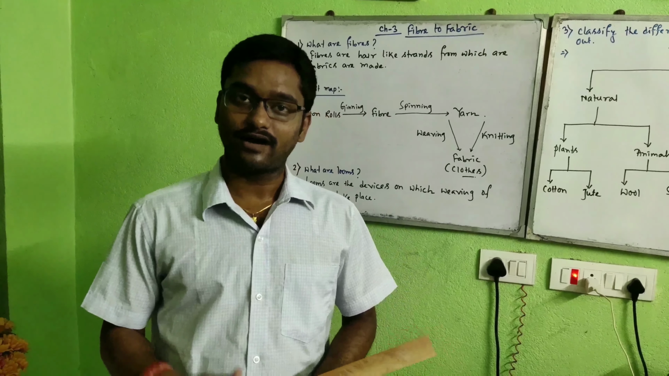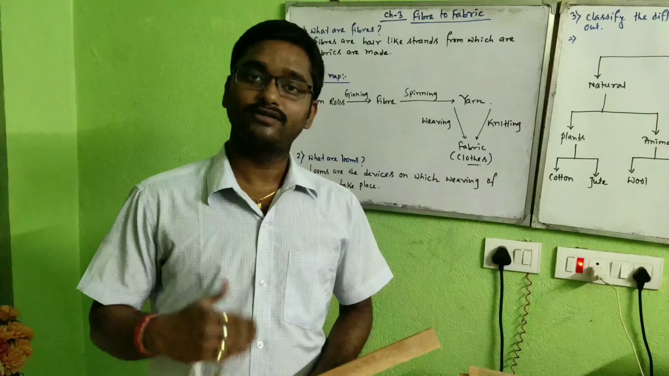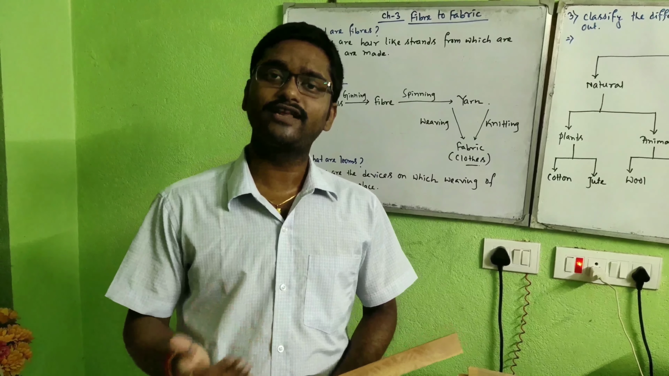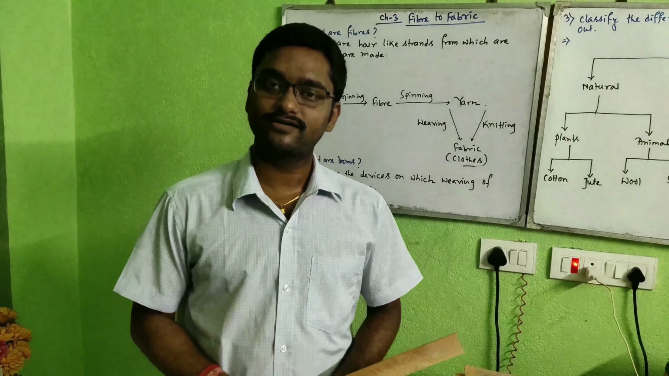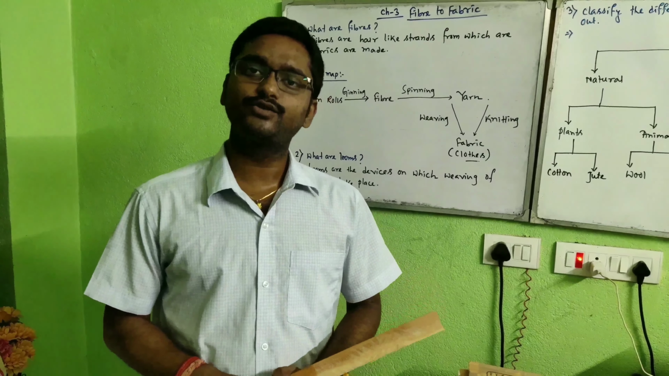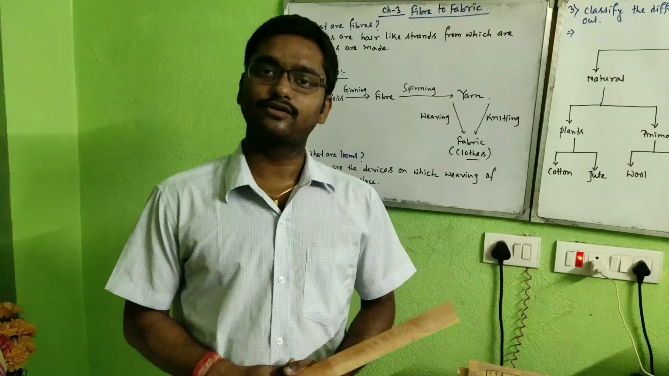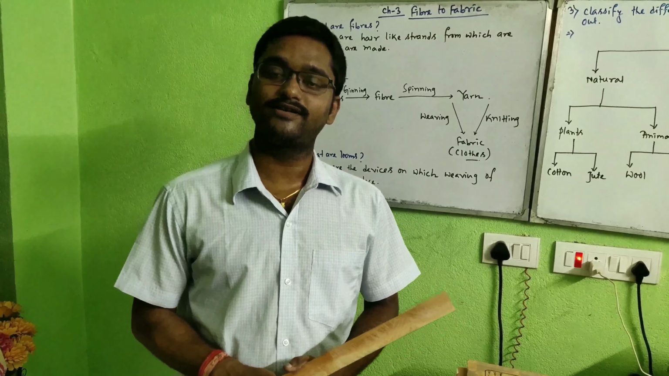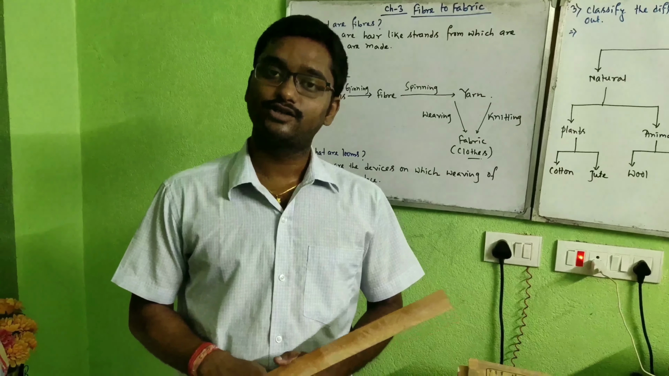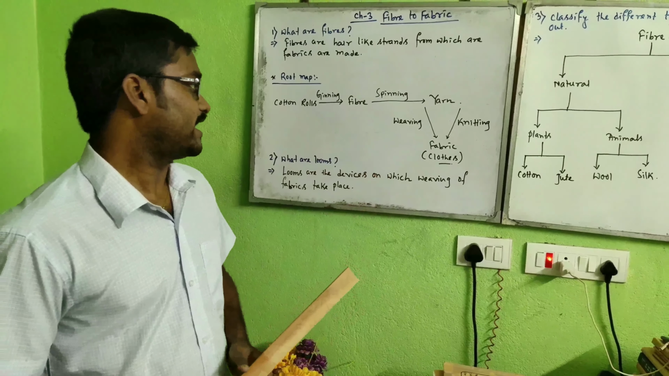Let's see. The main things you will learn from this chapter are about the fibers, from where you will get the fibers. Fibers are of two types: one is natural and another is artificial. Natural again has two sources: one is plant source, another is animal source. From this chapter you will learn about the two main plant sources: one is cotton, and another is jute.